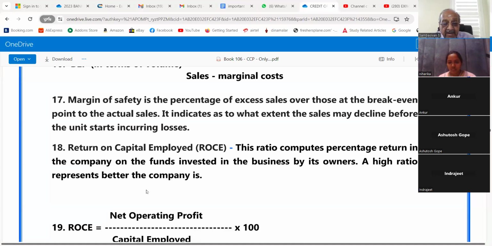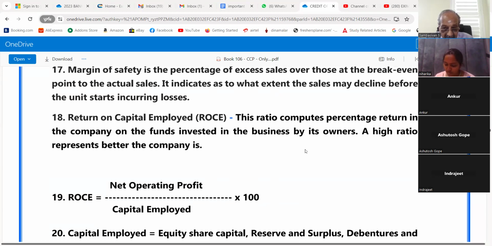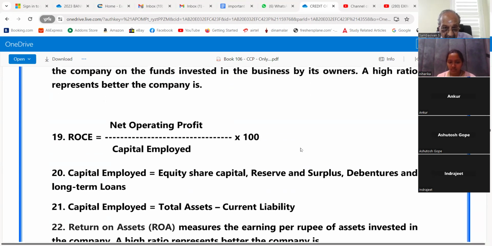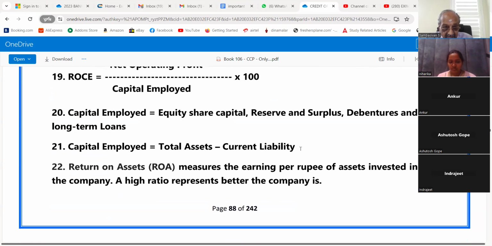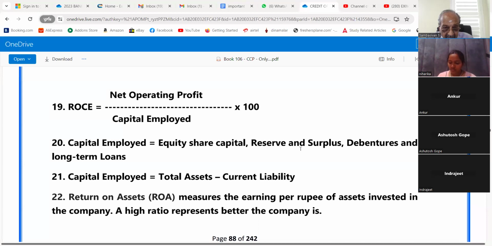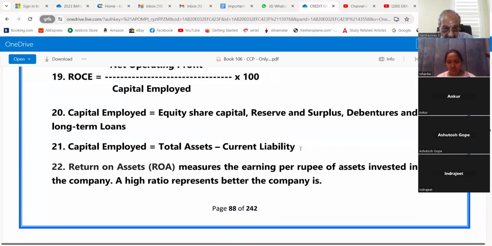Now, question point number 18. Please read. 18th, return on capital employed, ROCE. This ratio computes the percentage return in the company on the funds invested in the business by its owners. A high ratio represents that the company is better. ROCE is equal to net operating profit upon capital employed into 100. 20th, capital employed is equal to equity share capital, reserves and surplus, debentures and long-term loans.